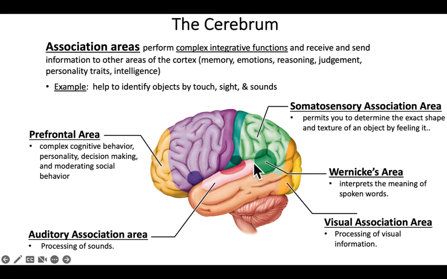Then there's a really interesting area back here in the parietal lobe called Wernicke's. Wernicke's is all about language. It's your ability to interpret the meaning behind spoken words. So it's an association area, right? It's interpreting information, but it's information dealing with language. So when you're learning a new language, whether it's English or Spanish or French or anatomy, you use a lot of your Wernicke's area in this class, because you're learning new words, and those words are spoken to you by me. So you use that Wernicke's area.